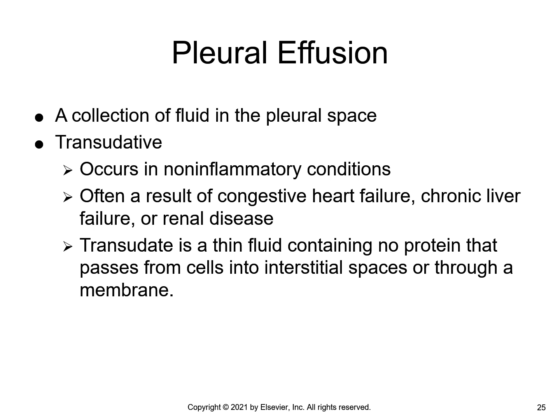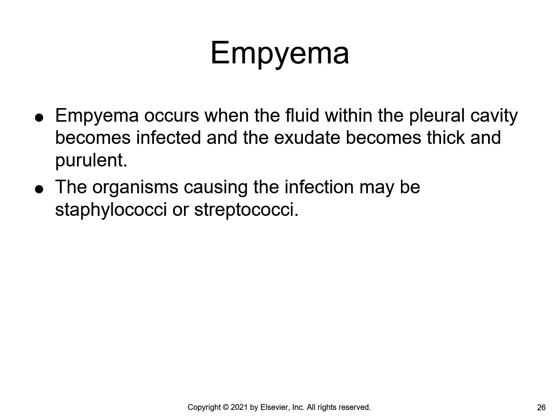The exudate can be thicker and contain cells, proteins, and other substances. Exudative pleural effusion is usually from pleural and lung inflammation, but may also be caused by an organ system through a variety of different mechanisms. Most empyemas are secondary to pneumonia.